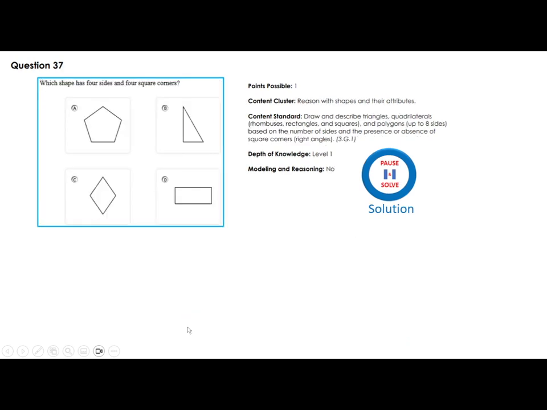Which shape has 4 sides and 4 square corners? Look at that. I need 4 sides, 4 square corners.